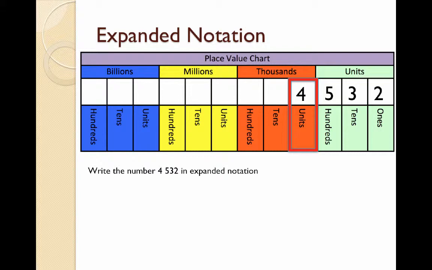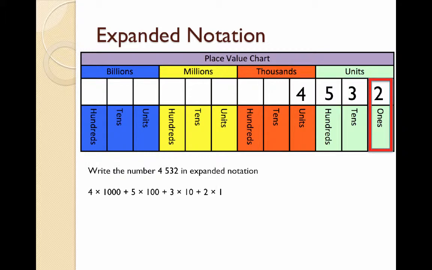To write expanded notation, I need to start off with a 4 in the thousands column. That means 4 times 1,000 or 4 lots of 1,000. The 5 in the hundreds column means that I'm going to add on 5 lots of 100. The 3 in the tens column means that I'm going to add 3 lots of 10. And then a 2 in the ones column means I'm going to add 2 lots of 1. That is 4,532 in expanded notation. Remember, the word expanded means longer or to make long.